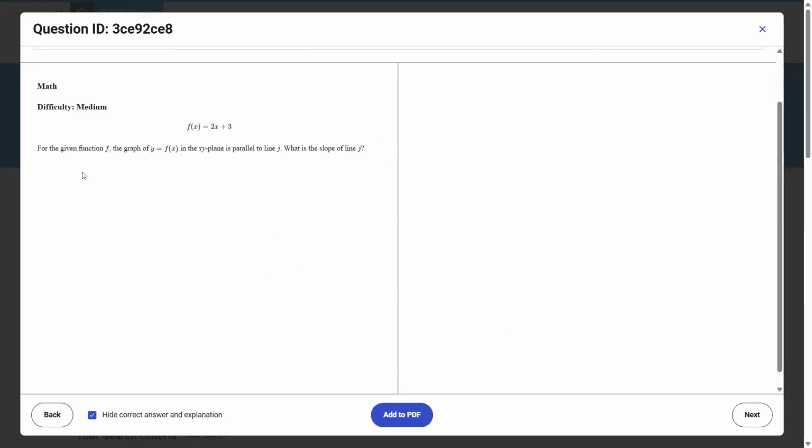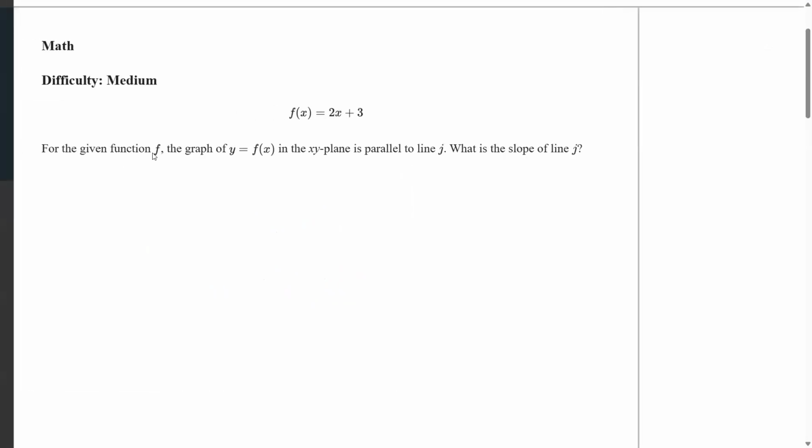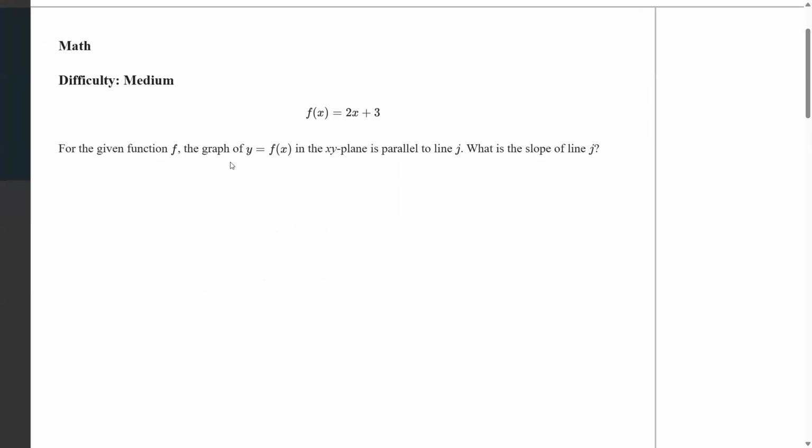With a given function, the graph is parallel to the line. What's the slope of line G? Let's review something. We have 3 cases for the relationship between 2 lines. They can intersect, they can be parallel to each other, or they can be on each other, above each other.